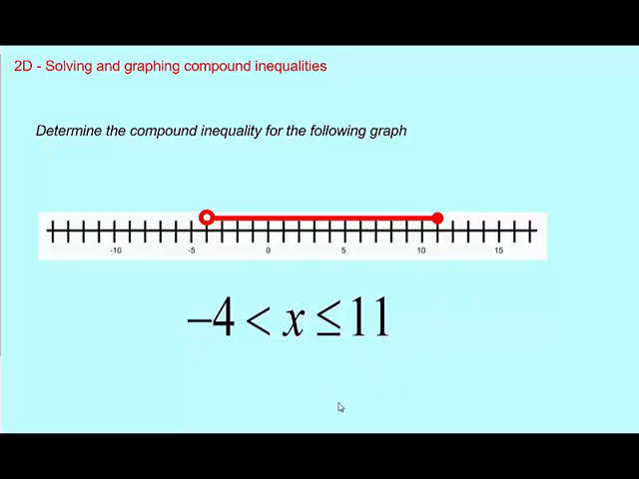Now this might look familiar to you from Unit 1 when we were dealing with domain and range. We wrote these in very similar fashion. So keep in mind that when you're writing a compound inequality, you have your x in the middle, your number that was on the left here, and make sure you pay attention to whether you have an open circle or closed circle, and then your number that's on the right.